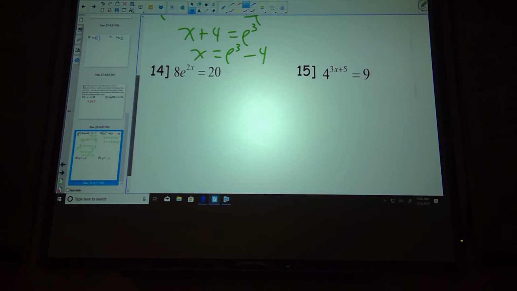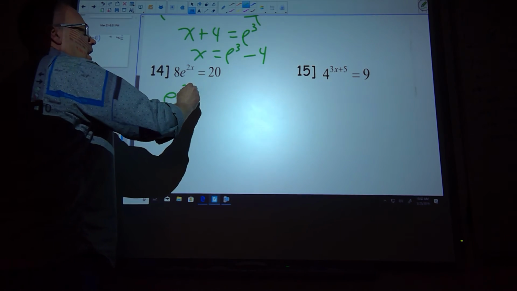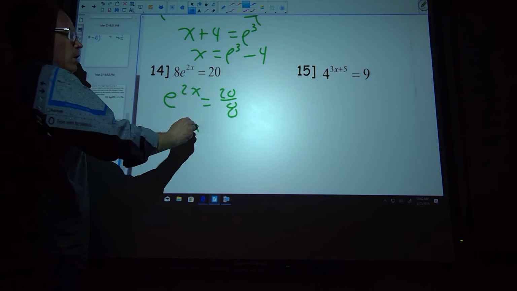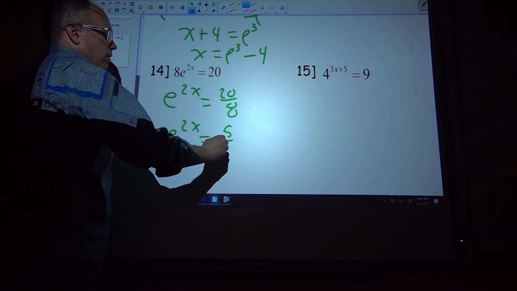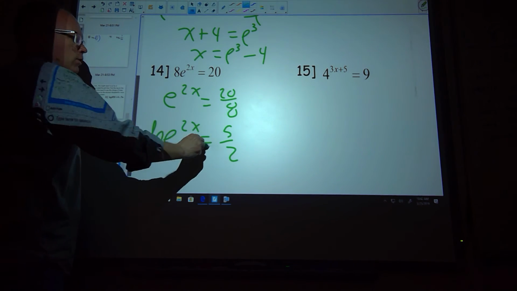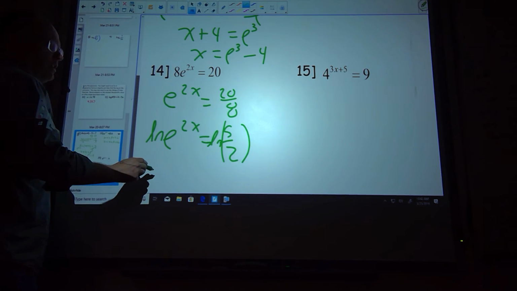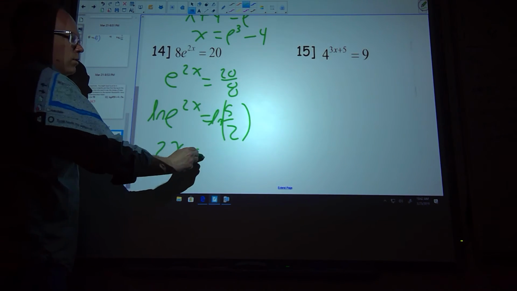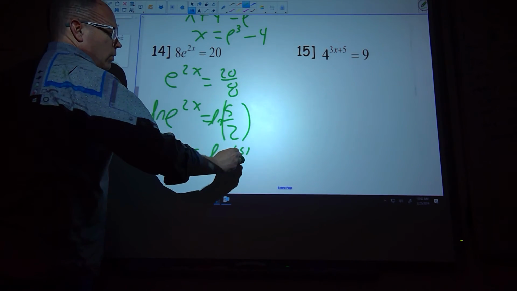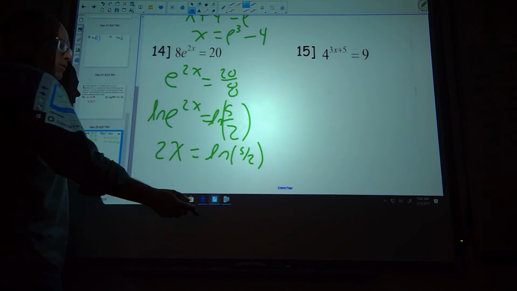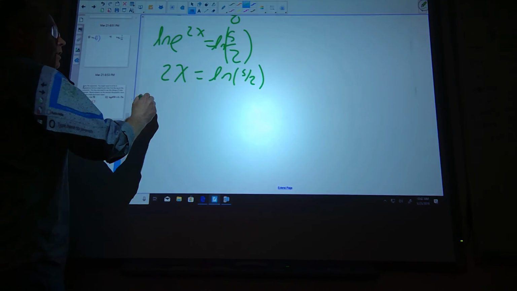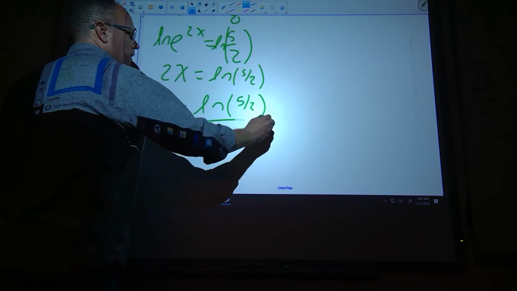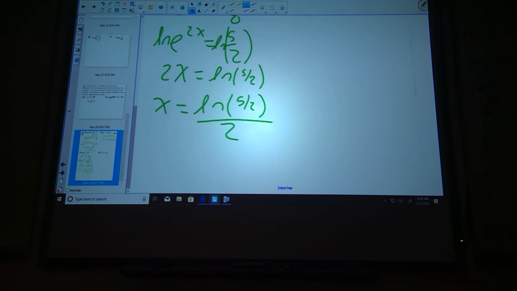This one, if I wanted to just work it out algebraically, I can get e^(2x) is equal to 20 over 8. Maybe you reduce 20 over 8, where 4 goes into both, so that gives you 5 over 2. Do the natural log of both sides, maybe put that in parentheses. So I wind up with 2x is equal to ln(5/2). And then divide the whole thing by 2, and that is your answer. Again, on the calculator, put that in your parentheses, divide by 2, and it's going to work nicely.